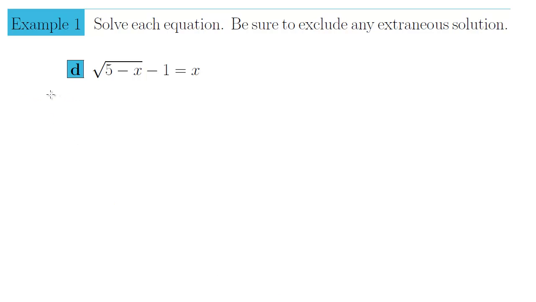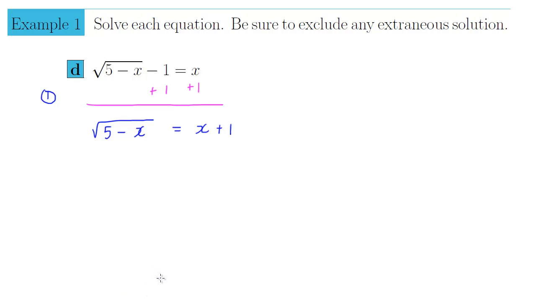The first thing that needs to be done always when solving radical equations is to isolate the radical. So in this case, that means I have to get rid of this minus 1 so that the square root is all by itself. So I add 1, which gives me the square root of 5 minus x equals the quantity x plus 1. Unfortunately, I can't simplify x plus 1. They're not like terms. I can't add them together or write this any other way, which means I just have to deal with it.